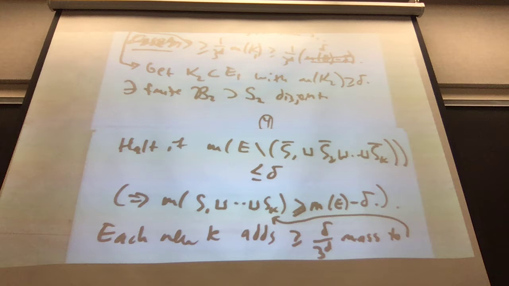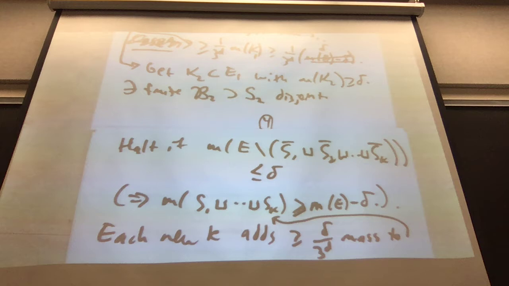Okay? So it must halt after finite time. So the algorithm halts after finite time, and the only way to halt is if you succeed. So you start with your set E. You get some compact subset. I don't care what it is. It just has to have size at least delta. Then you find some finite disjoint subset of it that has measure at least delta over 3 to the d.